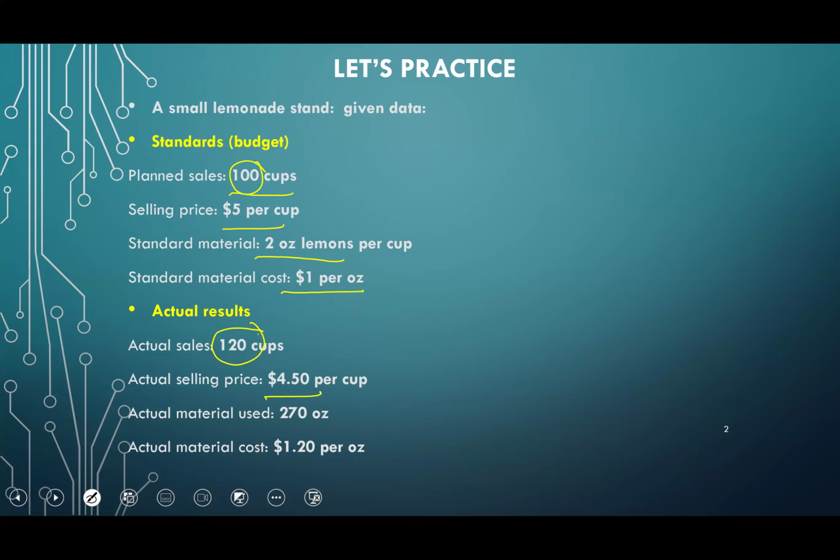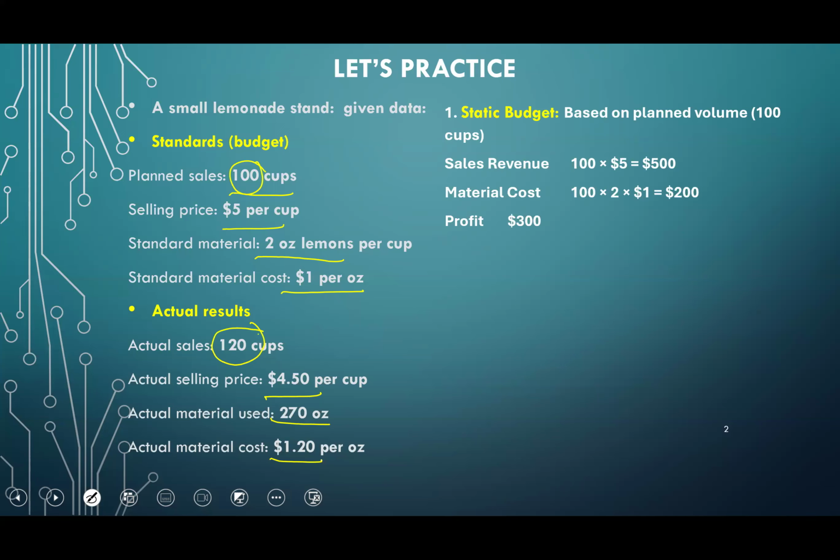They actually used 270 ounces of lemon. We are going to talk about it when the time comes, and the price at which they purchased the lemon is a little bit higher than what was there in their budget. Okay, now the first calculation that we are doing here is how to calculate a static budget.